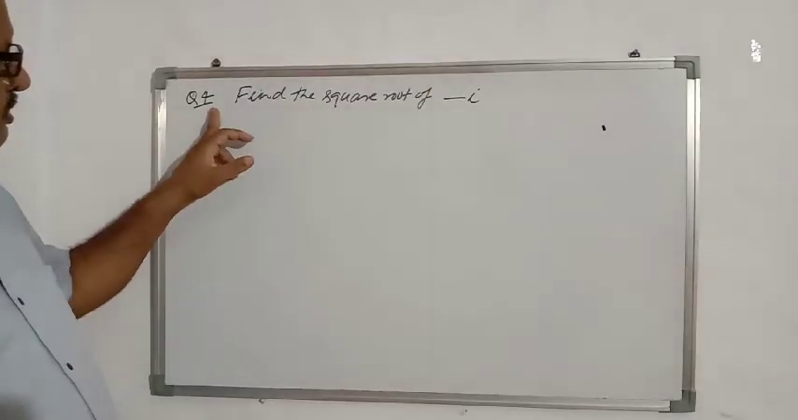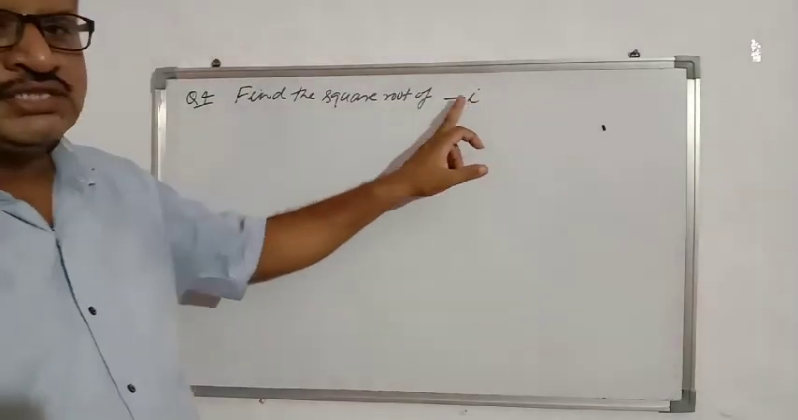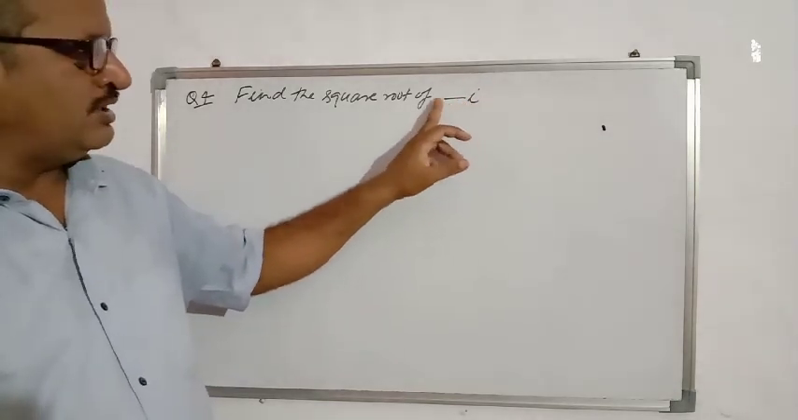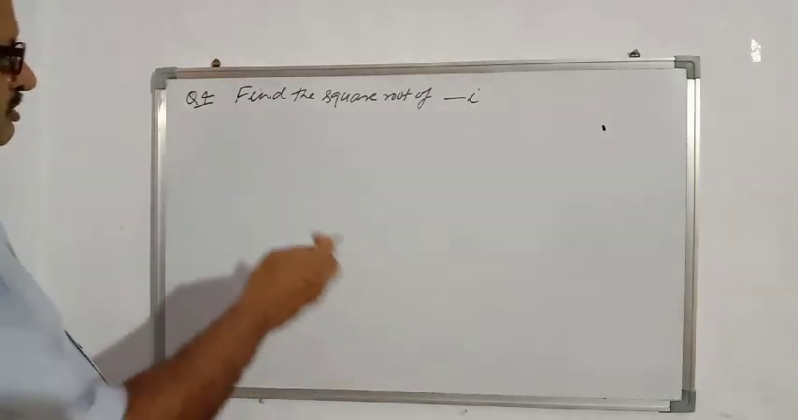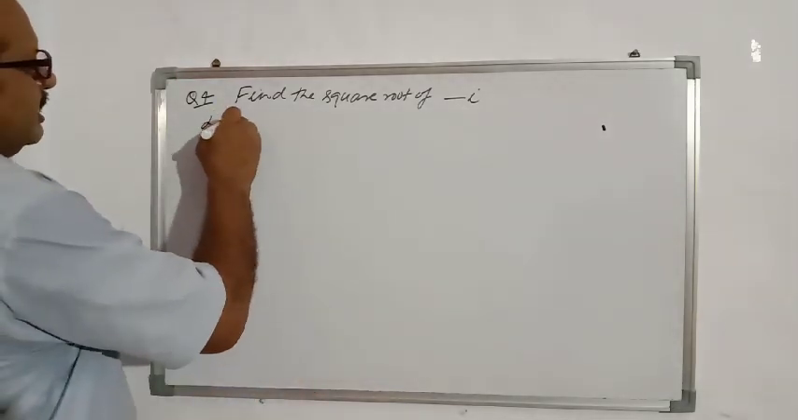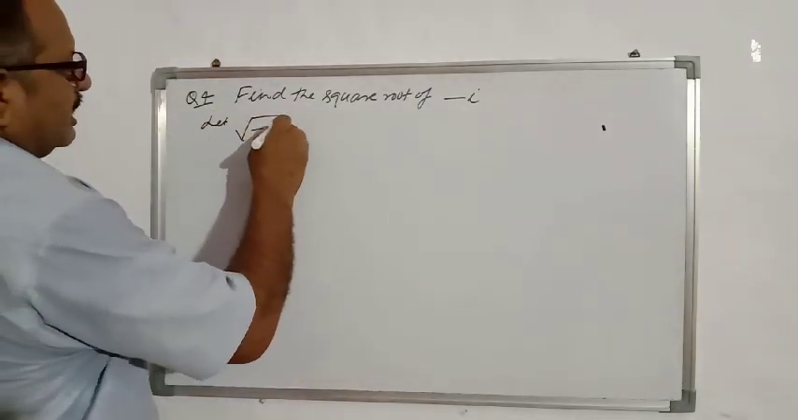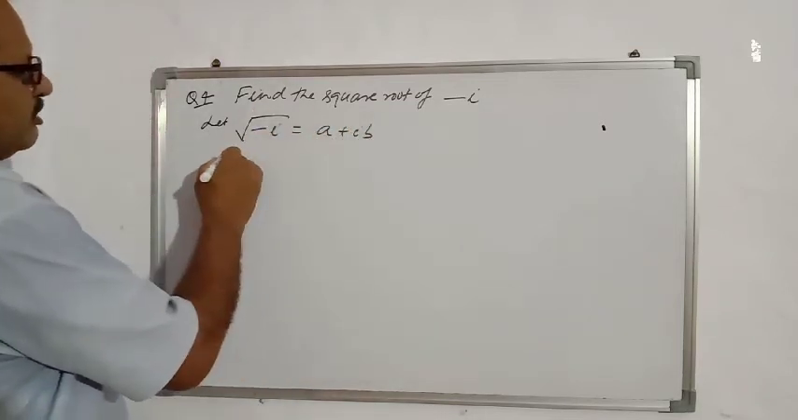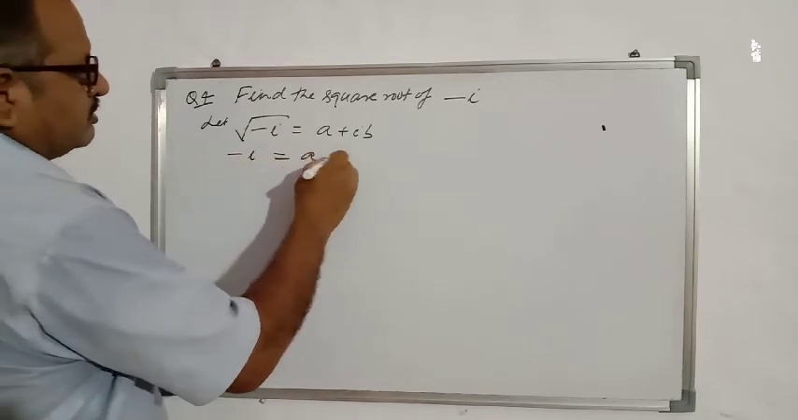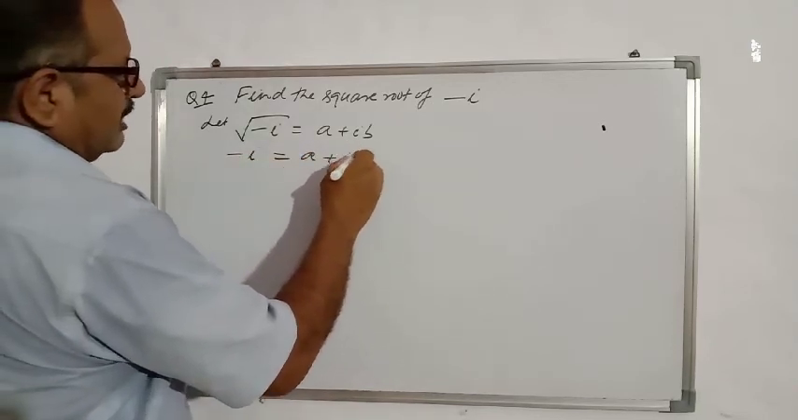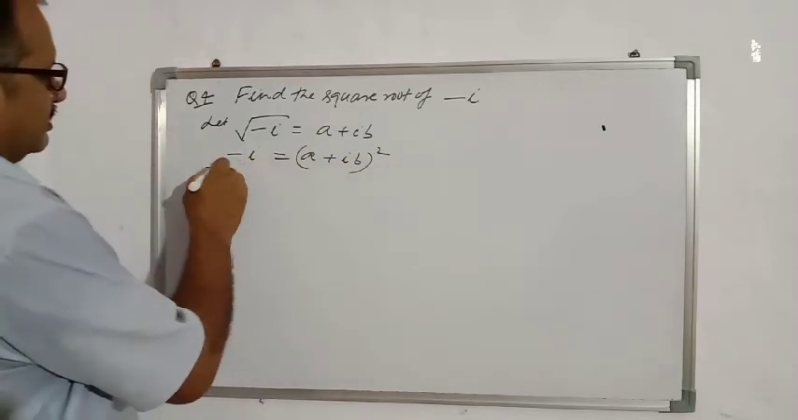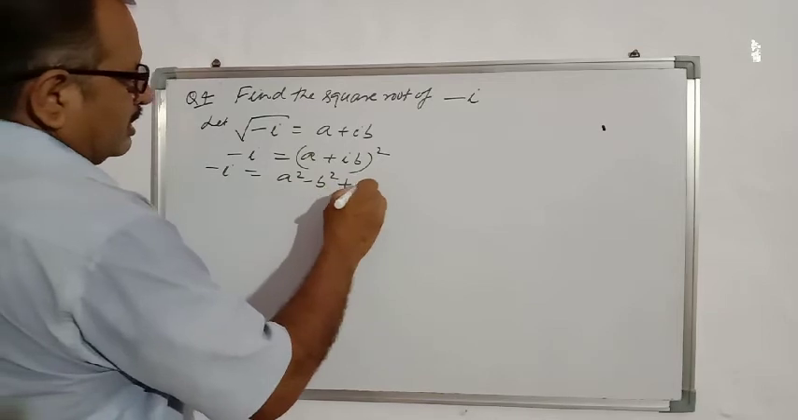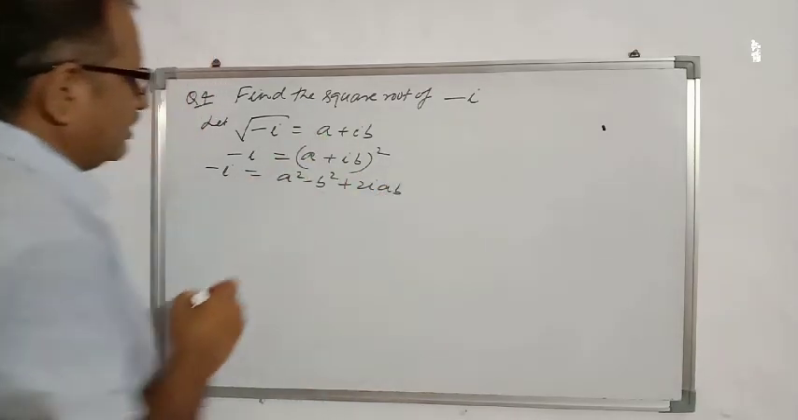See question number 4. Find the square root of minus i. Minus i is purely imaginary. No real part is here. Real part is 0. So same procedure. Let root minus i be equal to a plus ib. Squaring on both sides, minus i is equal to (a plus ib) whole square. Minus i equals a square minus b square plus 2iab.